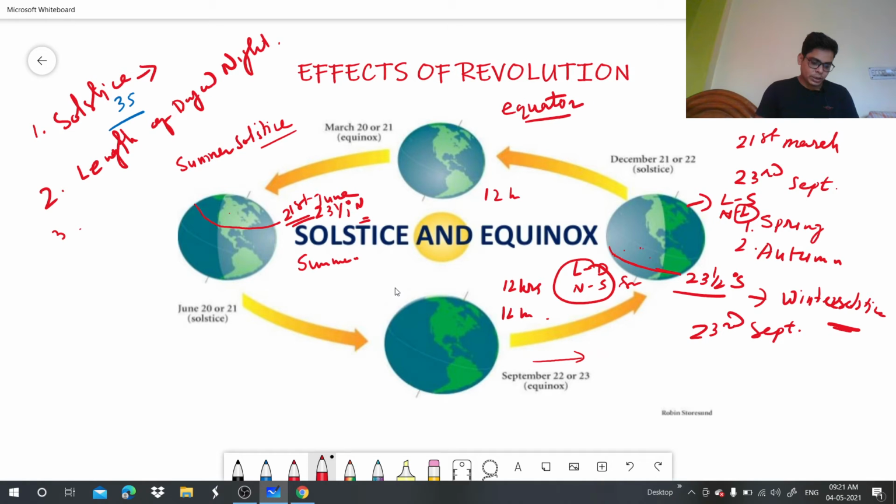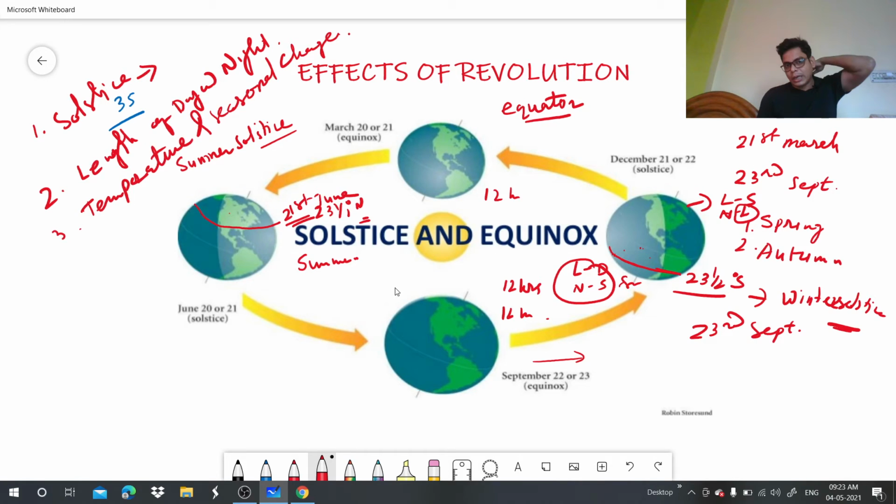On 21st June there will be summer in the northern hemisphere, but winter in the southern hemisphere. In the case of the winter solstice, it is summer in the southern hemisphere, but winter in the northern hemisphere. The amount of heat received depends on the revolution of the earth. Once we discuss perihelion and aphelion, the longest and shortest distance between the earth and sun, due to this there is temperature variation.